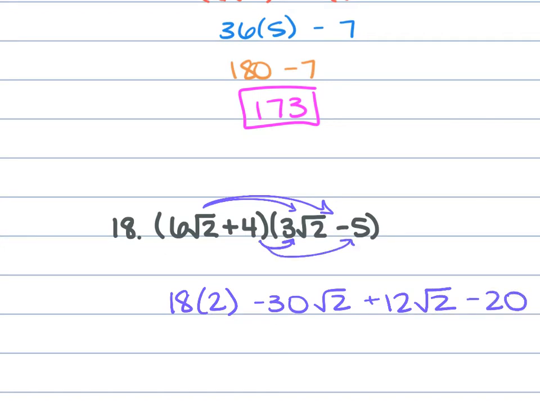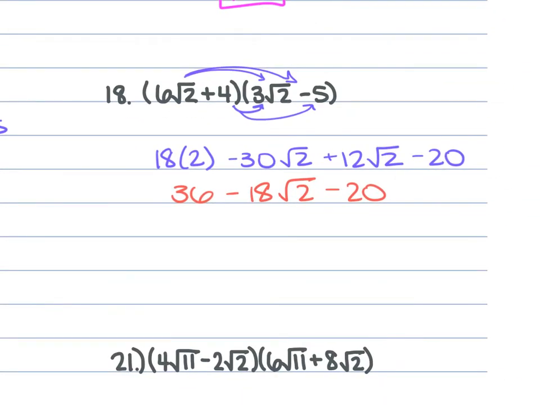So 18 times 2 is 36, minus the 30 plus 12. Negative 30 plus 12 is negative 18. Keep the square root of 2, minus 20. So 36 minus 20 gives us 16. 16 minus 18 square root 2.